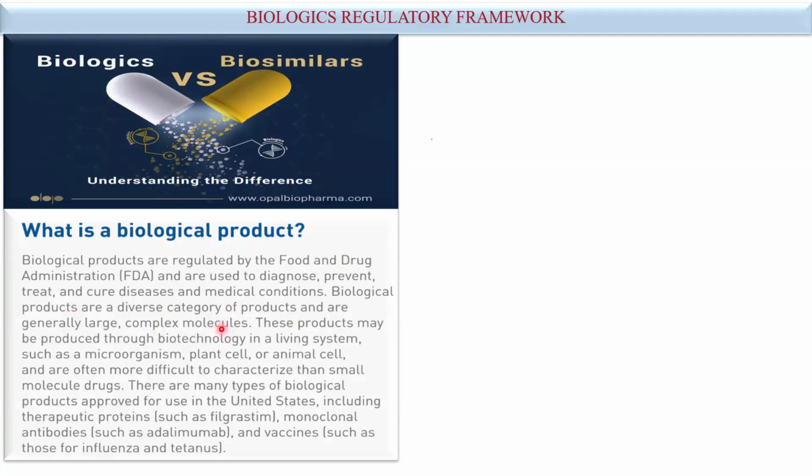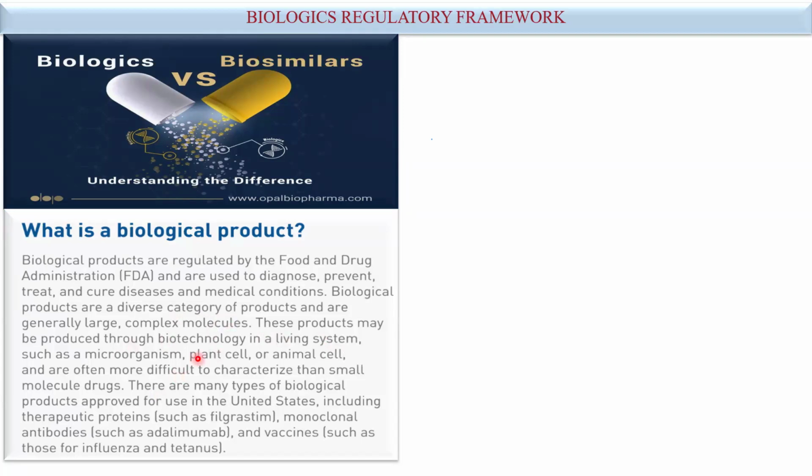This is how we see the differentiation in molecular mass between chemical drugs, insulin products, erythropoietin, as well as monoclonal antibodies. Vaccines, if you compare, are even larger molecules. These products may be produced through biotechnology in living systems. That is how we are going to learn how to produce this type of molecules.